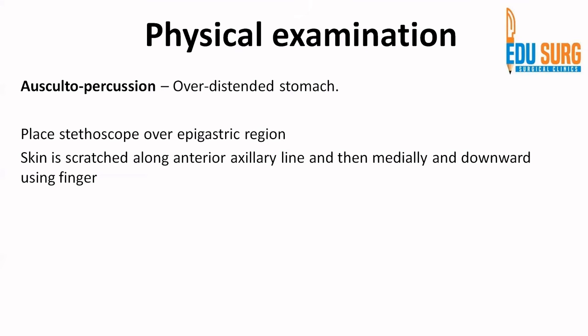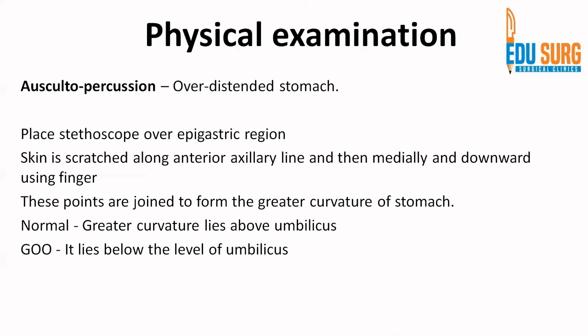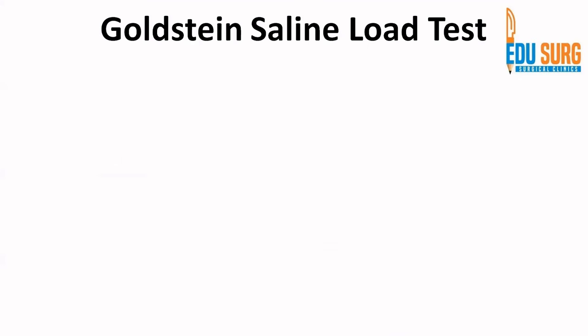Basically, what you do is you place a stethoscope over the epigastric region and then scratch the skin from anterior axillary line in the subcostal area, and from there you keep moving it medially and downwards, basically imagining the greater curvature of the stomach. Usually this lies above the umbilicus, but in gastric outlet obstruction, this may be below the umbilicus. So that is ausculto percussion.